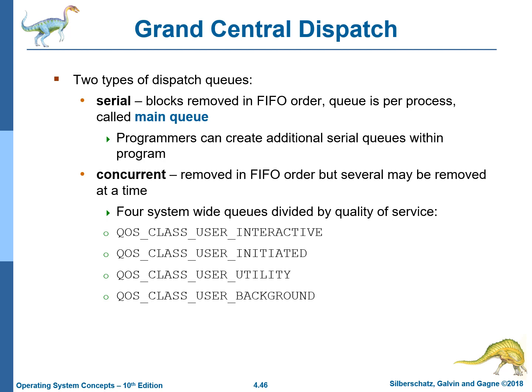For serial, blocks are removed in FIFO order and the queue is per process, which is called the main queue. Programmers can create additional serial queues within the program. And the next one is concurrent, removed in FIFO order, but several may be removed at a time. There are 4 system-wide queues divided by quality of service, as you can see down here.